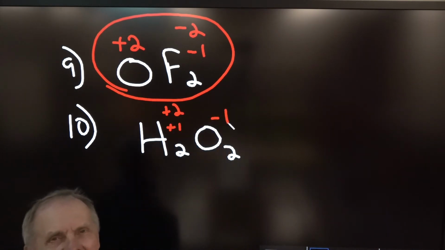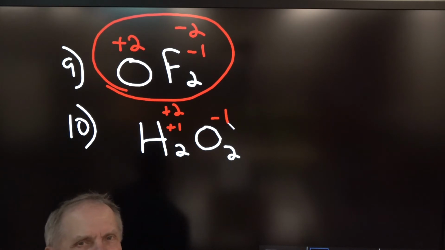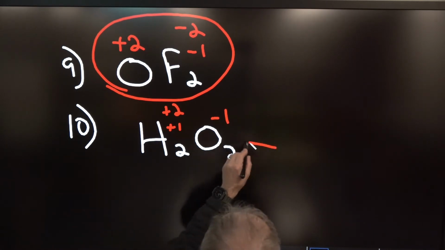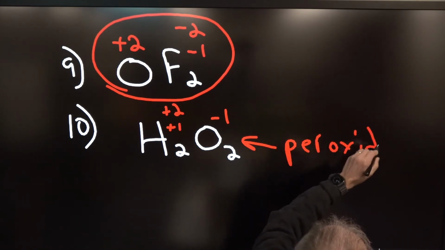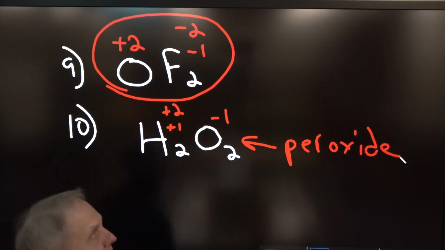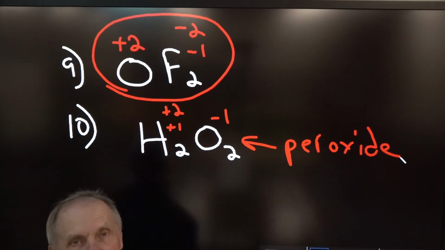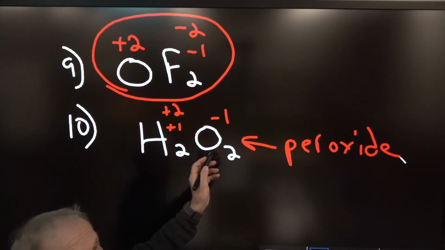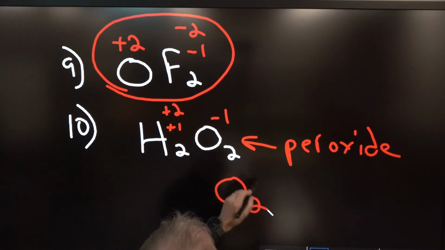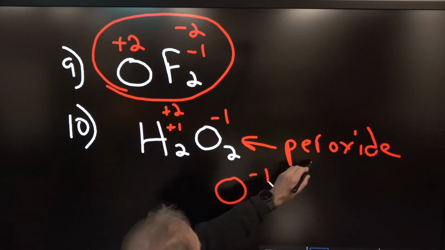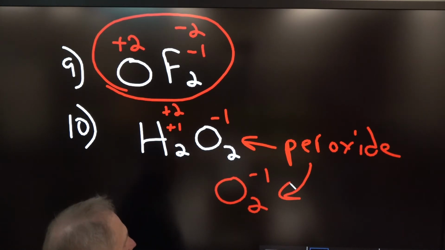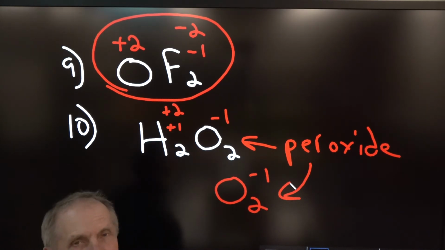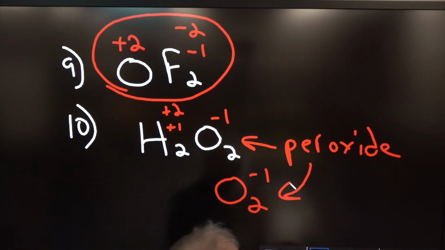And that's when oxygen is a minus 1, and that's when oxygen is a peroxide. So this is hydrogen peroxide. And this O2 minus 1, that is the peroxide, and that's a polyatomic ion. So that's very difficult for students to figure out. Okay? Okay, now, number 11.